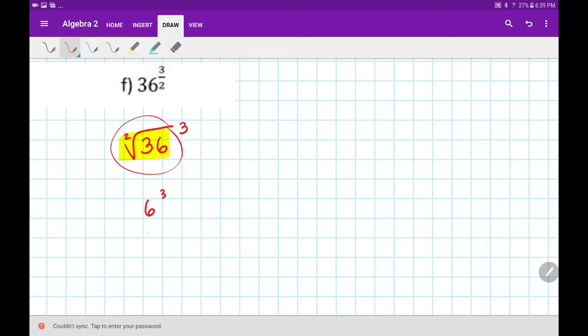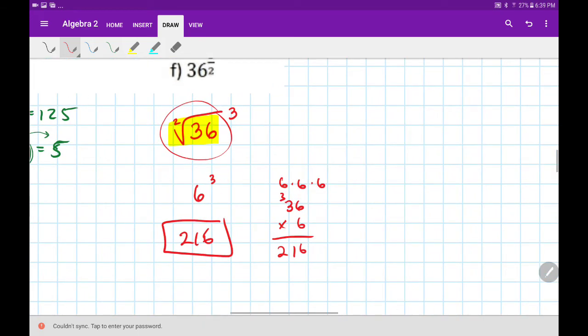So 6 times 6 times 6, that's the challenge. So 6 times 6 is 36 times another 6 gives me 216. I hope I did my math right, because I'm not going to lie, I didn't memorize 6 cubed.